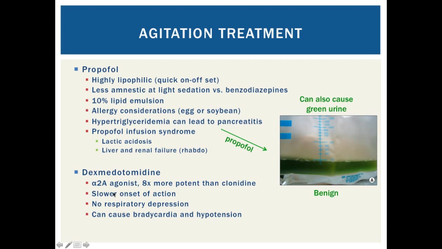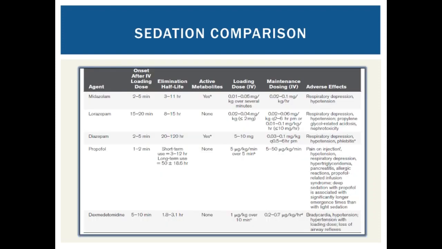Now, dexmedetomidine is basically an alpha-2 agonist. It's very similar to clonidine, but it has more of a sedating effect. It has a slower onset of action than propofol, but the good thing about this is there's no respiratory drive suppression. One of the bad things is it can cause bradycardia and hypotension, so not good to use in someone who's already borderline bradycardic as it is.